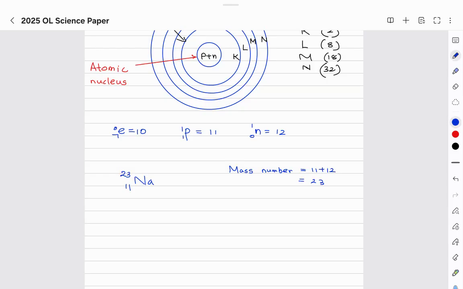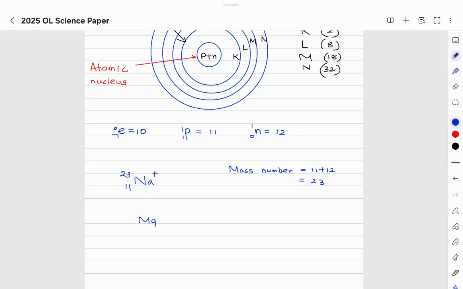Usually, children, electron count and proton count are both the same. But here, electron count is 10. What does that mean? That means the sodium atom has removed one electron and it has produced the sodium plus cation. This is known as a cation. Sodium plus cation, plus one charge.